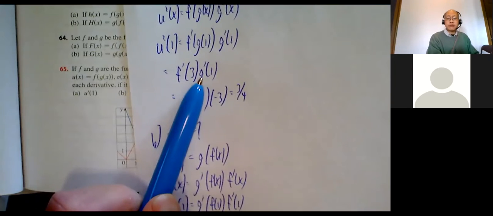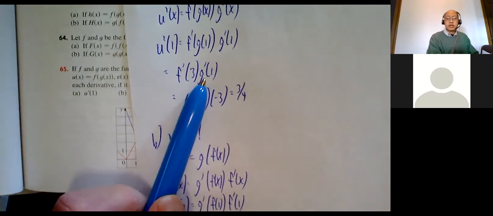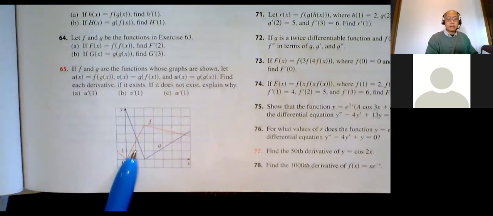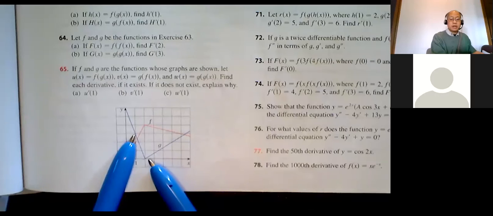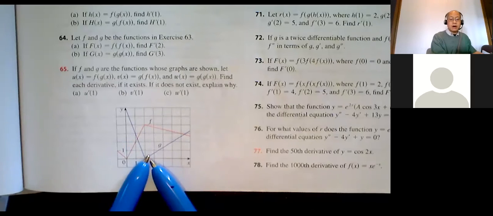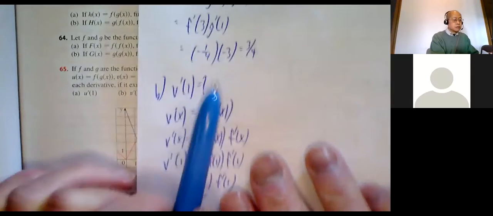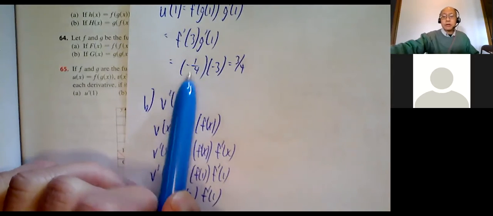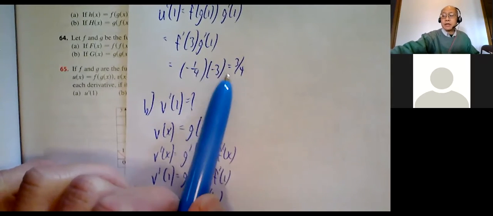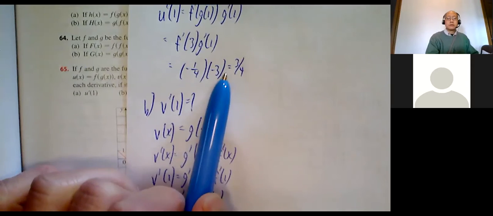And then g prime of 1, the slope of the g graph at x equals 1. The g graph is right here. That's going to be negative 3. Again, looking at two nice points, from here to here, over one, down 3. So g prime of 1 is negative 3. So f prime of 3 is negative 1/4, g prime of 1 is negative 3. Multiplying together, you get positive 3/4.